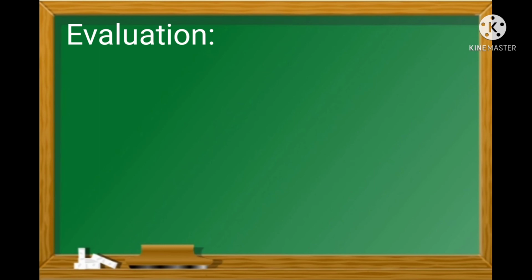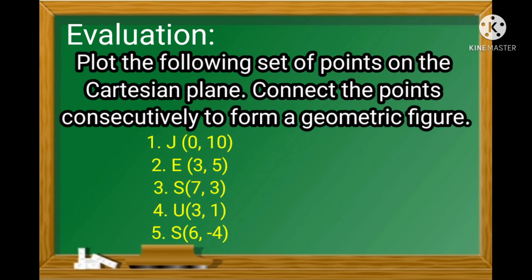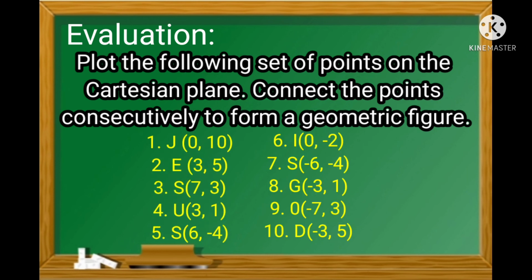Now, it's time to see whether you have learned or not. On the provided answer sheet, you will plot the following set of points on the Cartesian plane. Then, you will connect the points consecutively and determine the geometric figure formed.